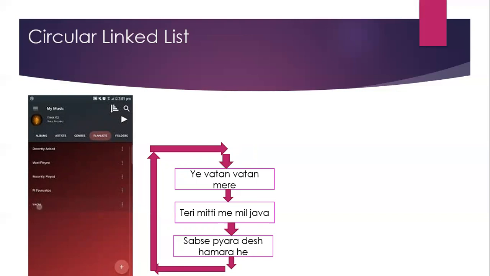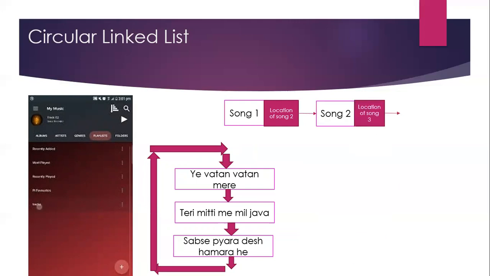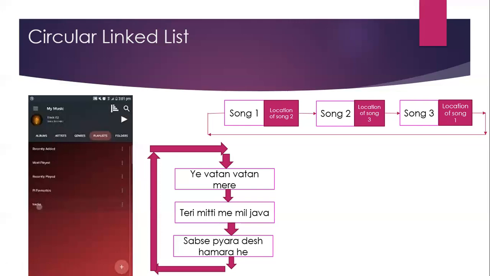Just see the node structure. Up to this point, it is common. Song 1 has the location of song 2 in its next part. The second node has song 2 and the location of the third song. Similarly, the third song's node structure is quite different over here. Song 3's content is the same, but the next part has the location of song number 1, and this way it generates a circular linked list.